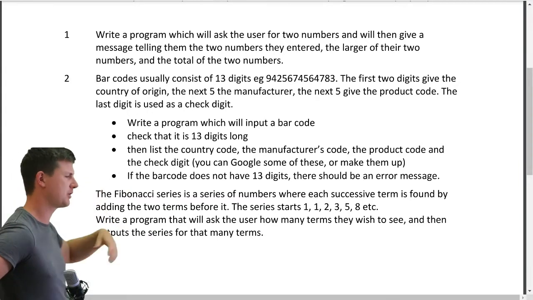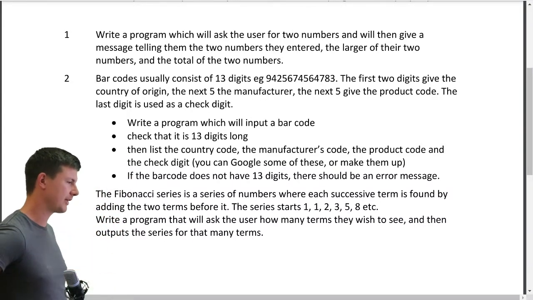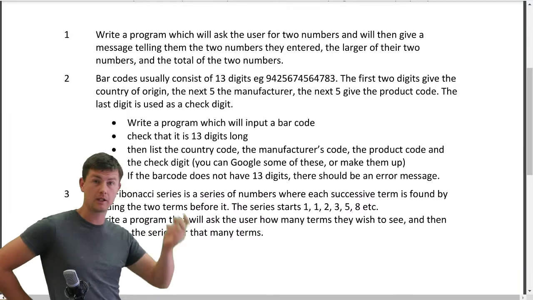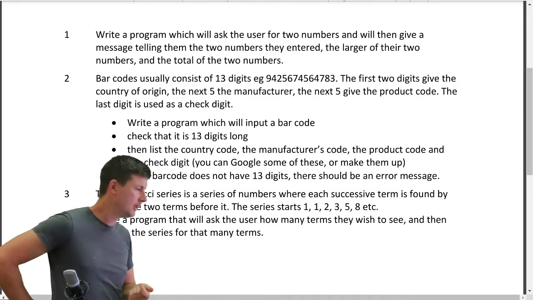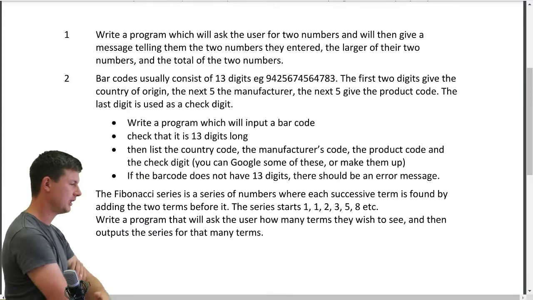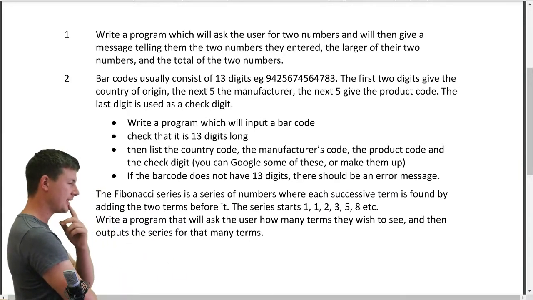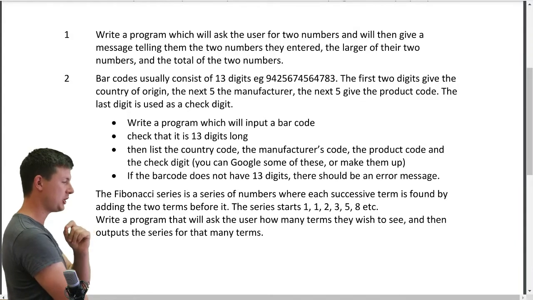Okay, well, this is to do with barcodes and sorting out what countries they're from and ports of origin and things like that. So something that you might actually consider has some real world application. Barcodes usually consist of 13 digits. The first 2 digits give the country of origin. The next 5, the manufacturer. The next 5 give the product code. The last digit is used as a check digit.